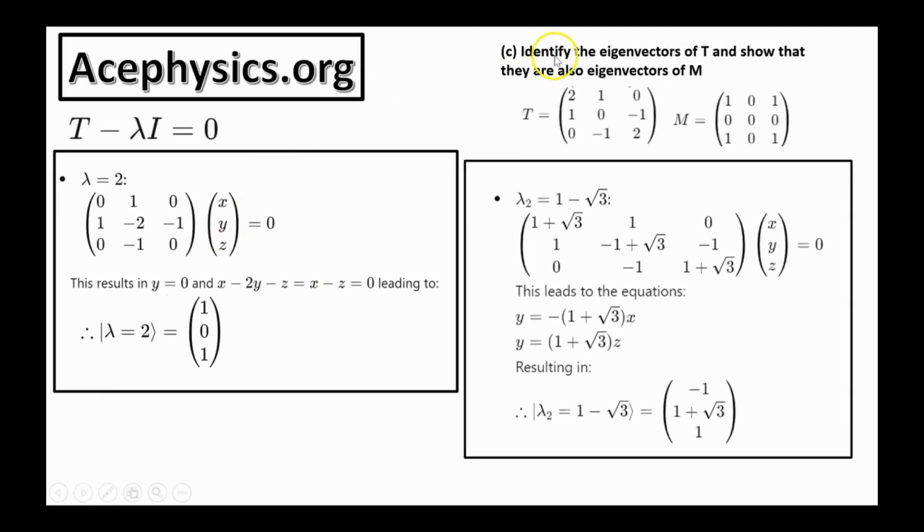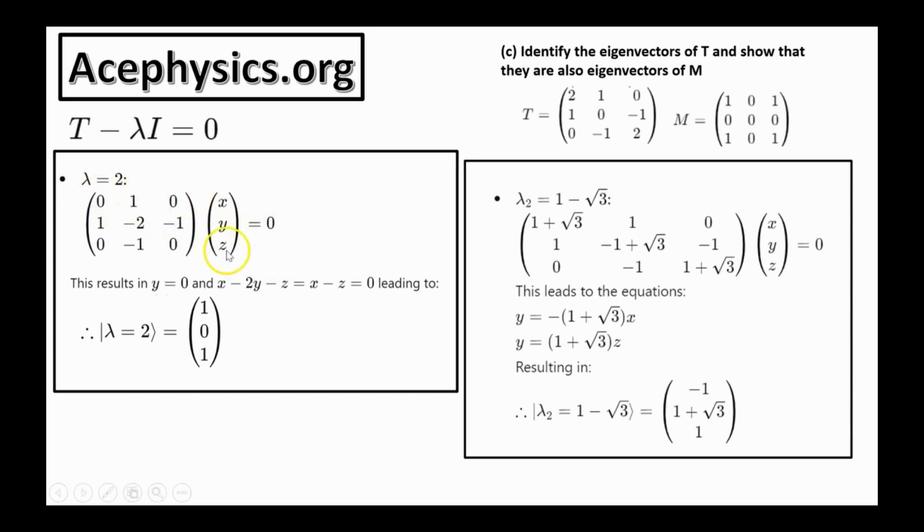So part C says identify the eigenvectors of T and show that they are also eigenvectors of M. So let's first find the eigenvectors of the matrix T. To find the eigenvectors of the matrix T, I take the matrix T minus lambda times the identity matrix, and that has to equal 0. Let's begin with lambda equal to 2. This was one of the eigenvalues. When lambda is equal to 2, I subtract 2 down the diagonal for matrix T, so you'll have 0, minus 2, 0, and that's this matrix. And if I multiply by x, y, and z, that has to equal 0.